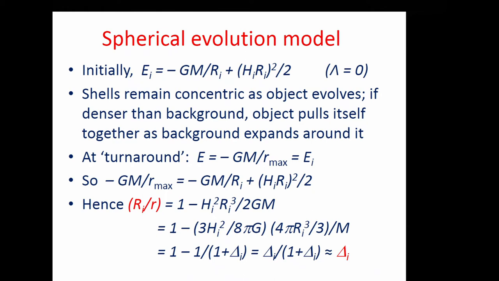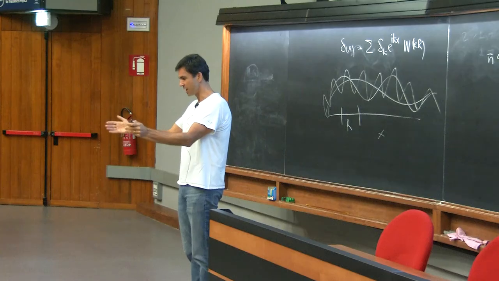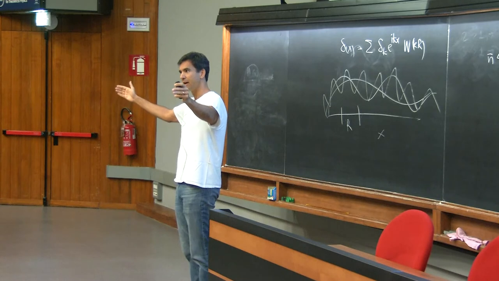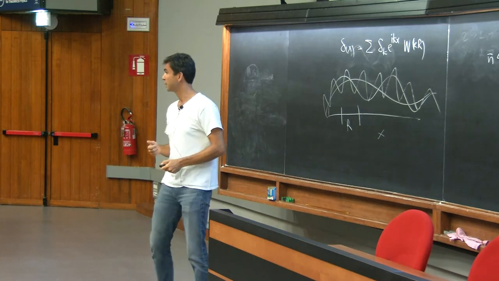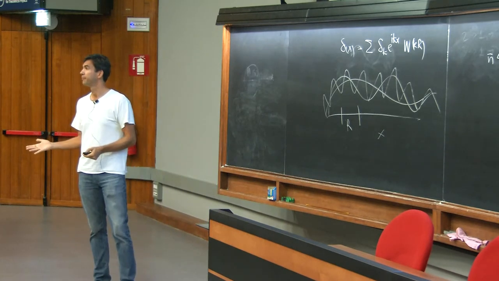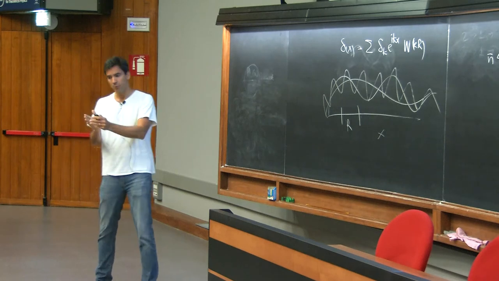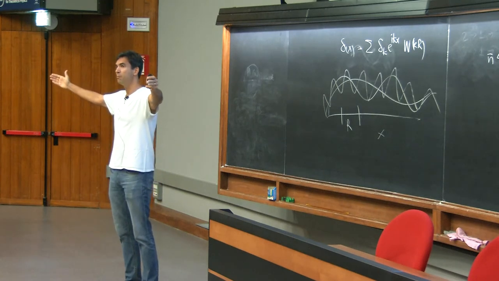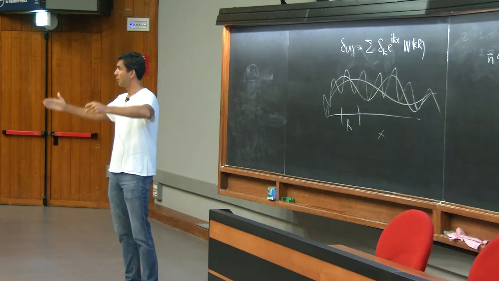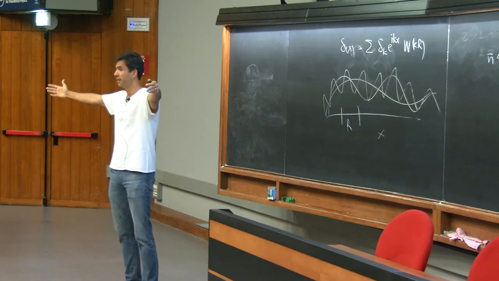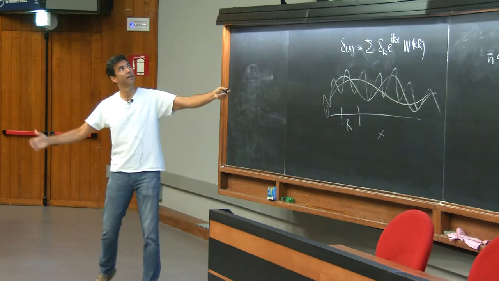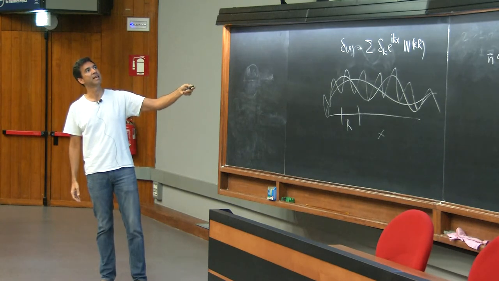Okay. Now the idea is that I'll imagine this as a collection of shells, and the shells are going to expand, but not as fast as the background universe, and then they will pull themselves together if they are dense enough. And so we can ask, how far do they expand? If they're going to turn around, there will be a time when they stop moving before they start shrinking. When they stop moving, the kinetic energy is zero. Everything is potential energy. Energy is conserved, and so the initial energy is the same as the energy at turnaround, and all that energy is only potential. So r max is the maximum size it got to.